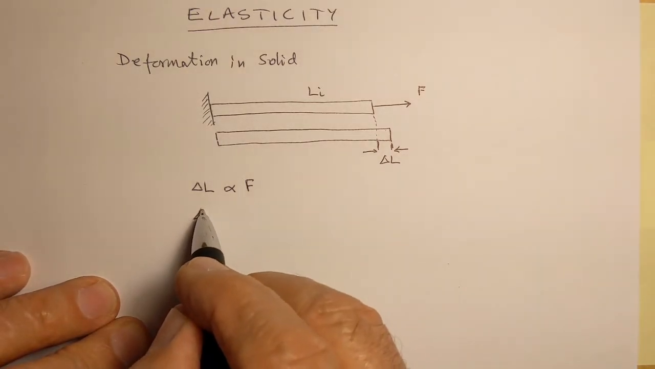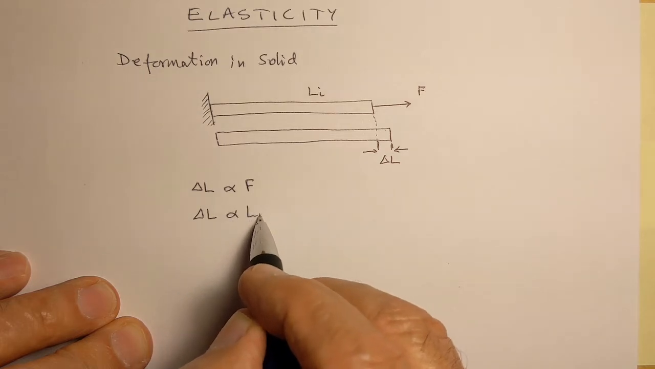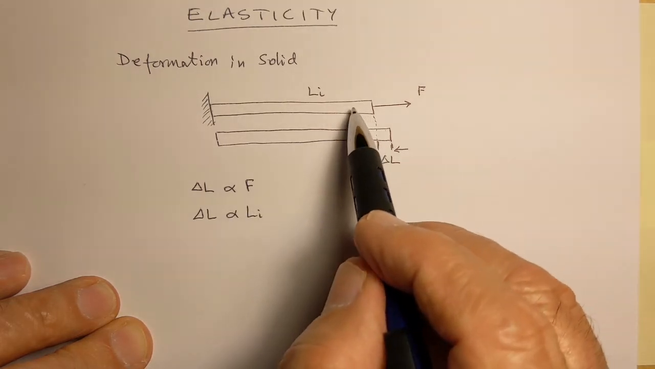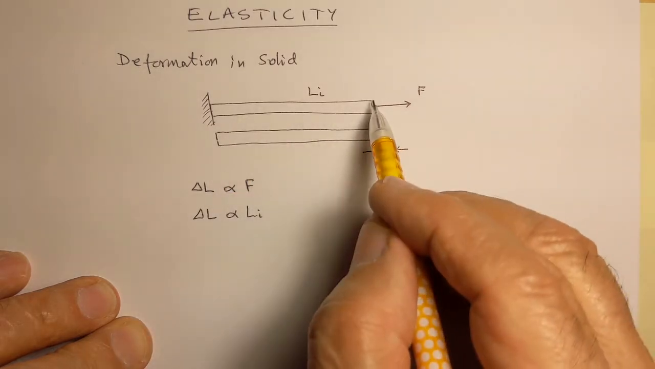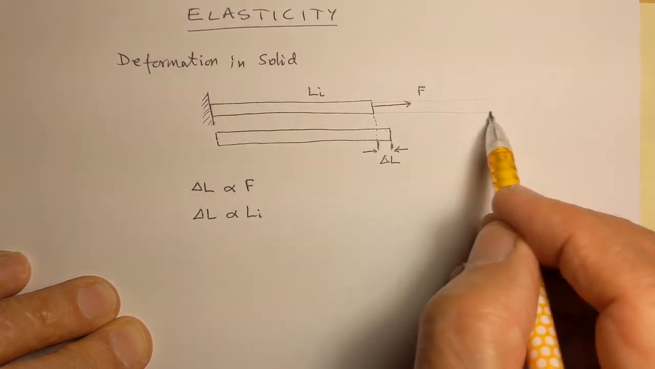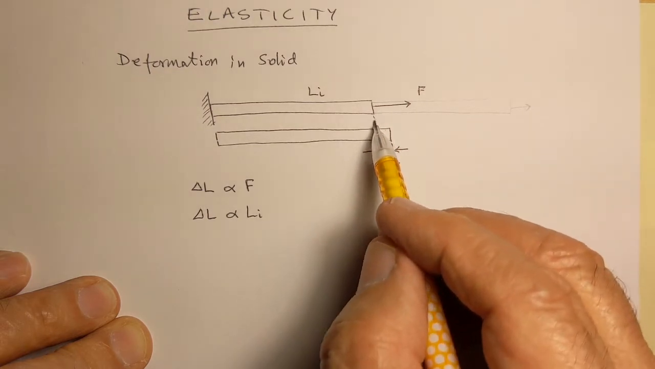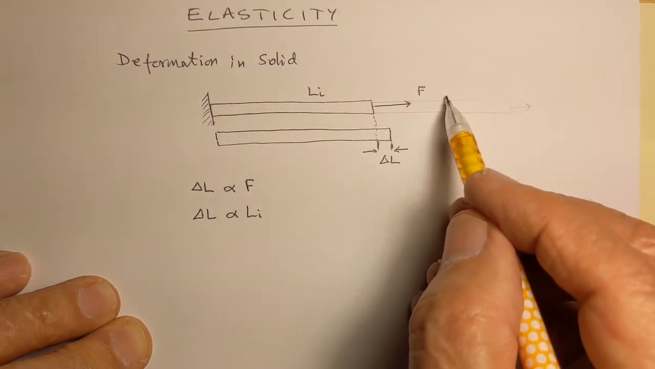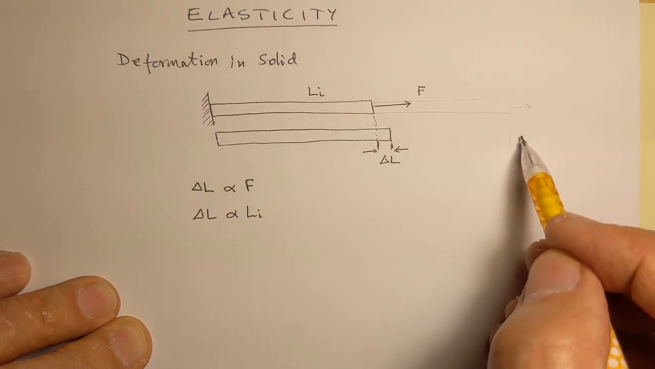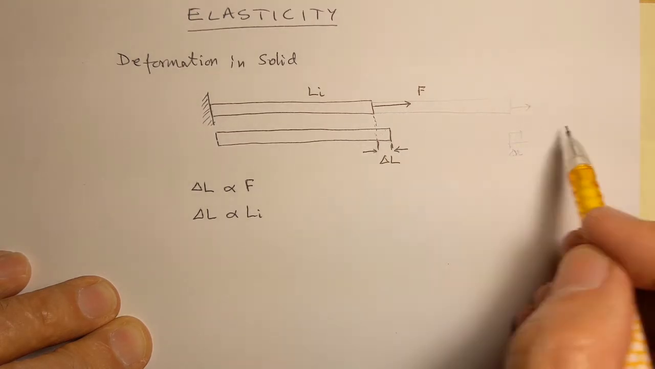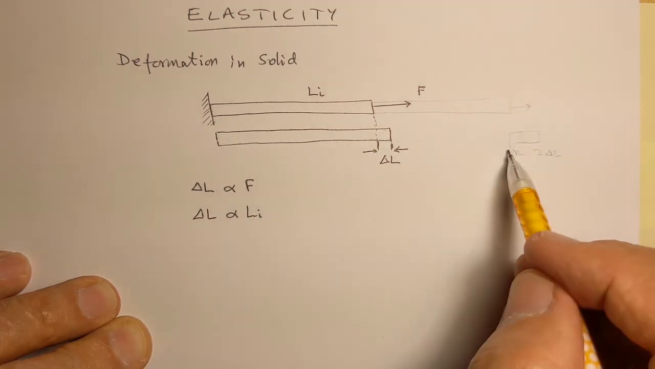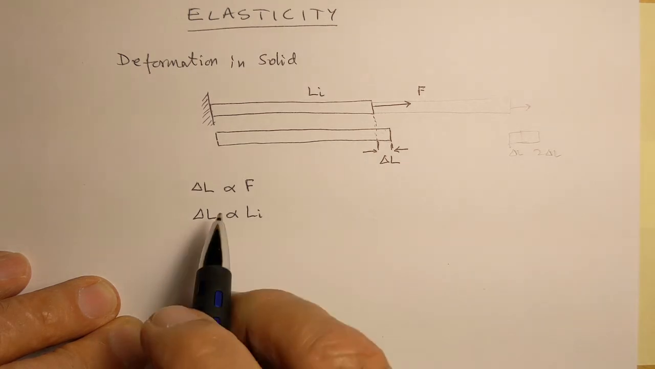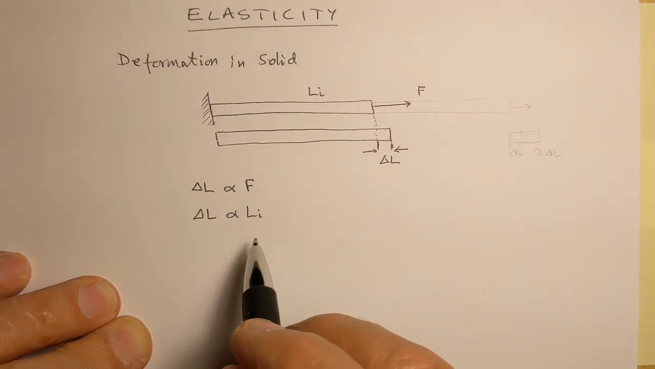We can also see that delta L is proportional to Li. Suppose the rod were twice as long, and we applied the force here. This part would stretch by delta L and the other part would also stretch by the same delta L, and so the total stretch would be 2 delta L. So if it's twice as long, the stretch is twice as much. So the elongation is proportional to the original length.